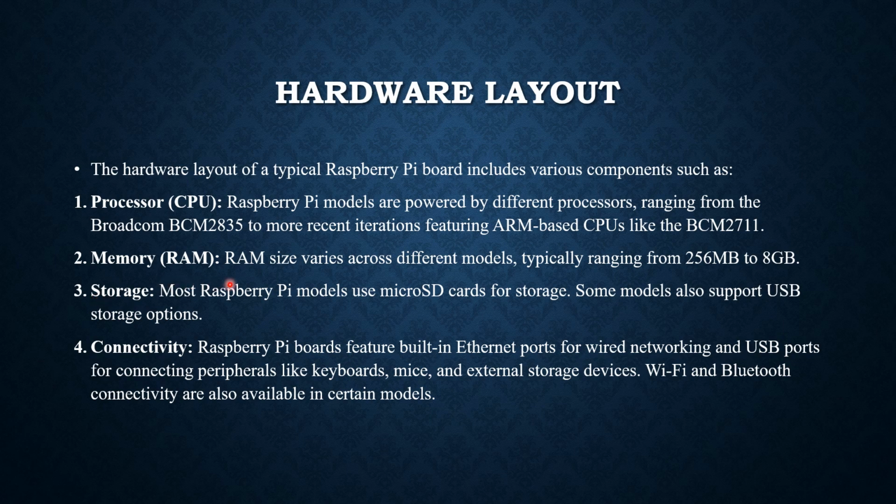Memory: RAM size varies across the different models, typically ranging from 256 MB to 8 GB. Storage: most Raspberry Pi models use micro SD cards for storage. Some models also support USB storage options. Connectivity: Raspberry Pi boards feature built-in Ethernet ports for wired networking and USB ports for connecting peripherals like a keyboard, mice, and external storage devices. Wi-Fi and Bluetooth connectivity are also available in certain models.